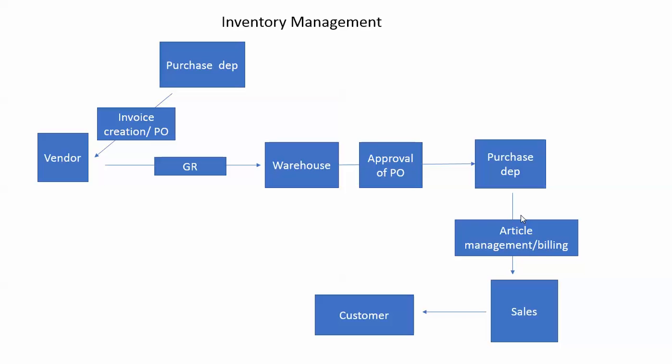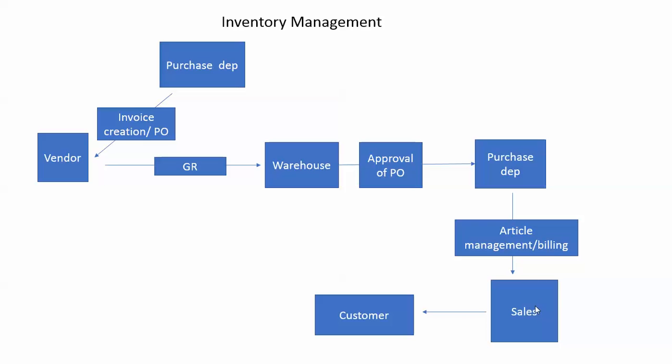The articles, I mean the stock, that have been received here will all be documented here. Each and every article or PO will have a billing number, and on the other side it will have article management. So every article will have an article document number. Once the billing and article management part is done, it goes to sales.